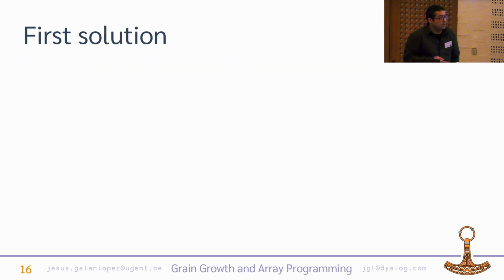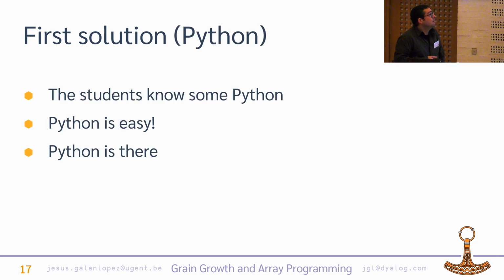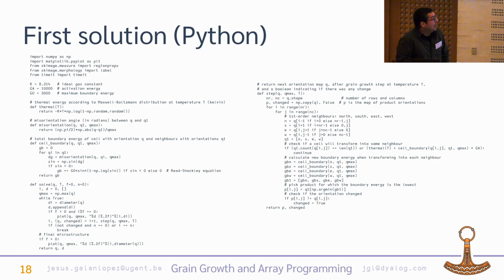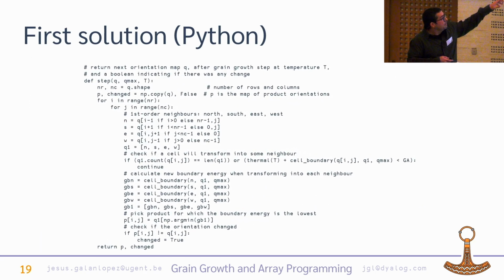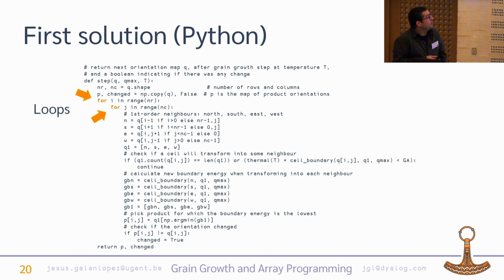So the students do this. They can choose the tools they want, the programming language they want, and they chose Python. The students know Python, and everybody says that Python is very easy, and it's there, so they use Python. And they write something like this. I won't get into that, but the core of the model is here. This is a modeling step, and you can see that they use for loops, as we have taught them. And okay, they have this model and they try some test problems.